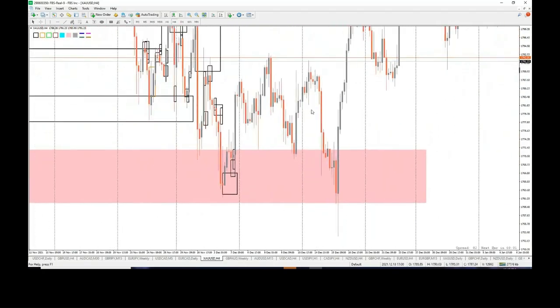So this is the H4 setup. Our first TP is, wow, a long way up.